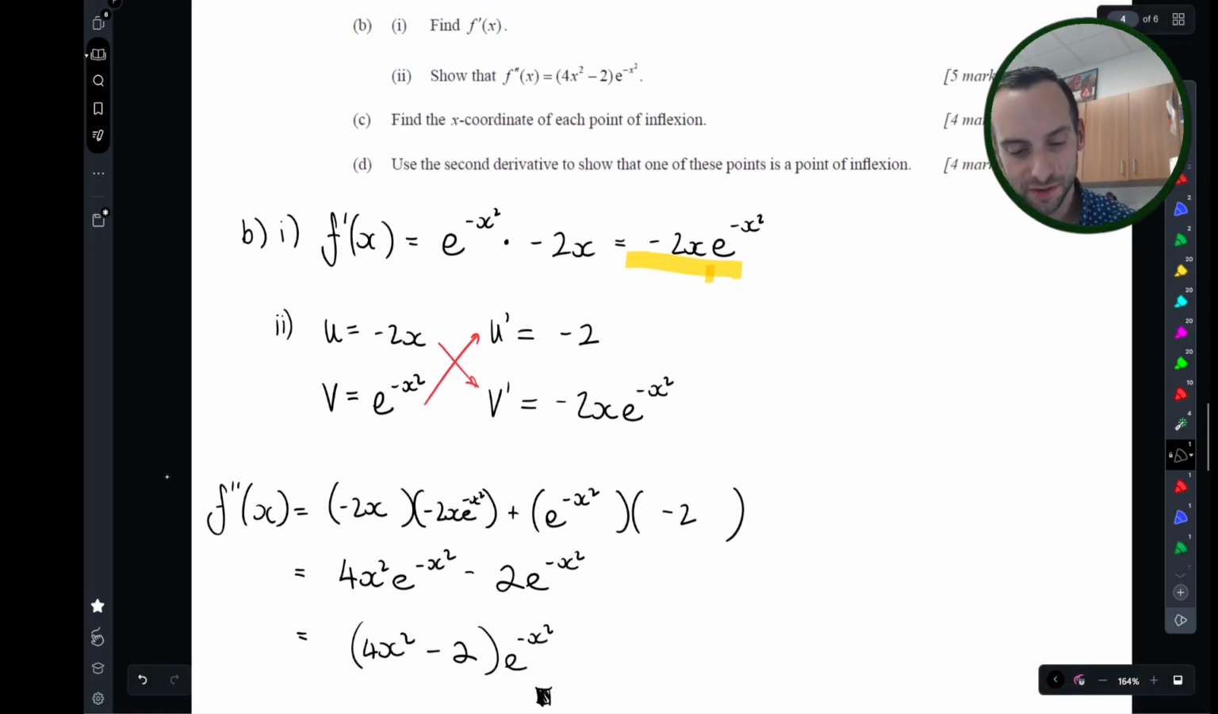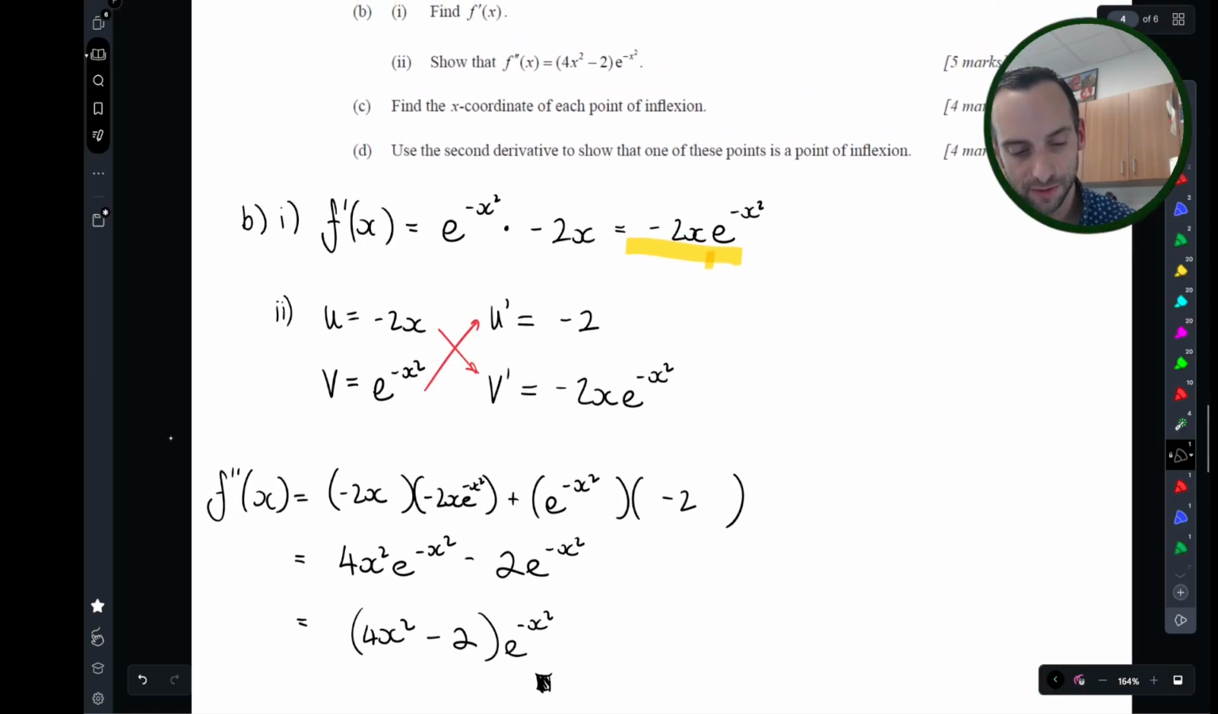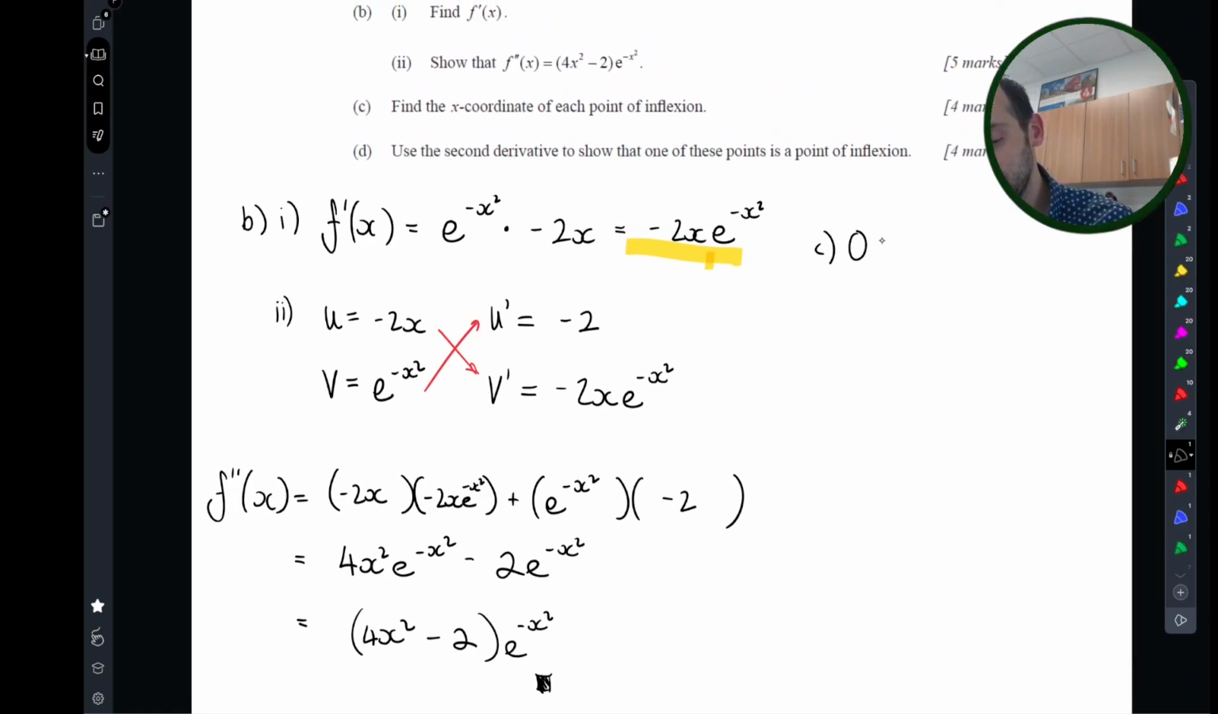Part C asks us to find the x coordinates of each point of inflection. We can do that either with or without a calculator. We know that the points of inflection occur when the second derivative is equal to 0, so f double prime of x equals 0. We can solve what we just showed equal to 0.